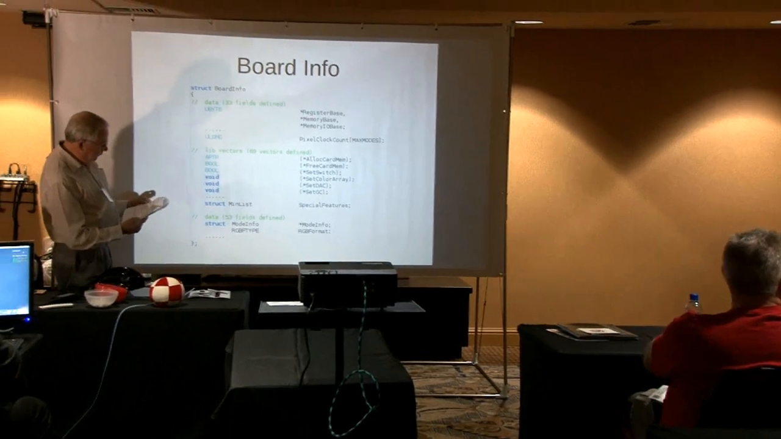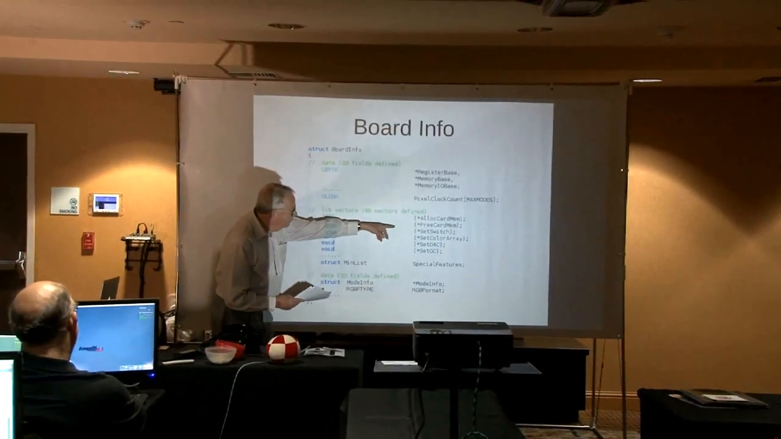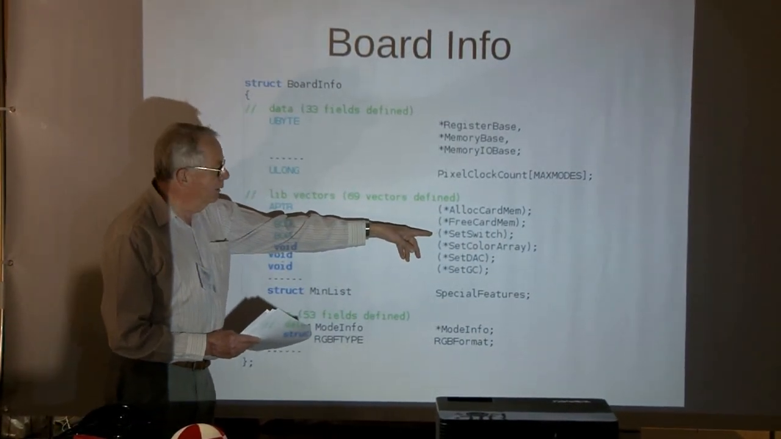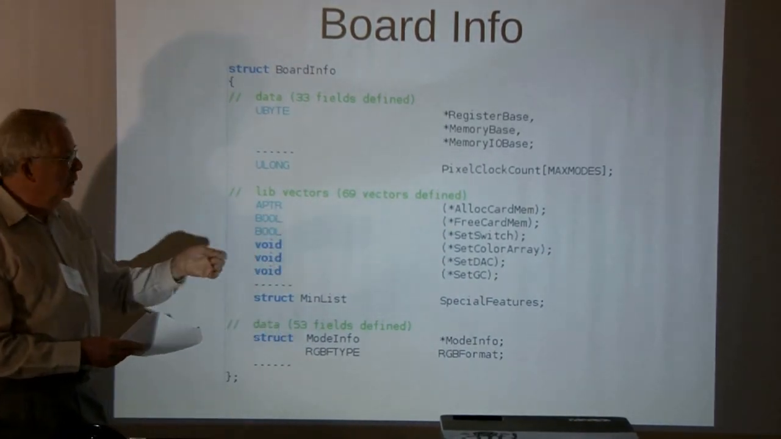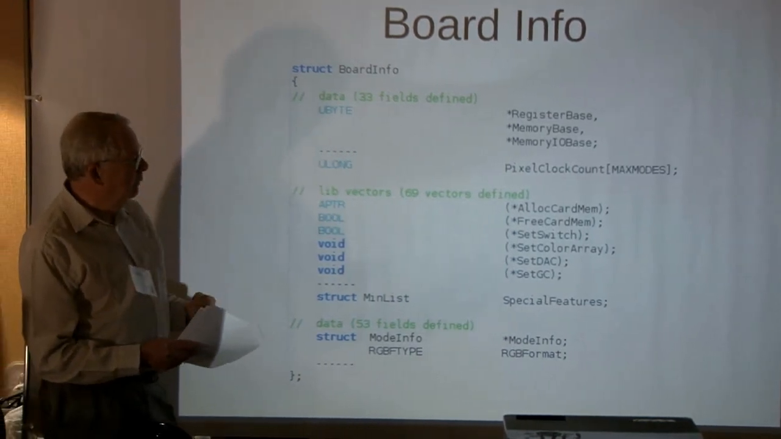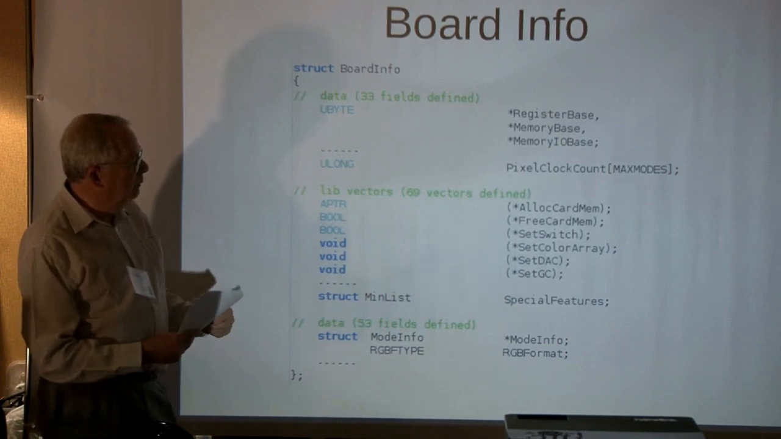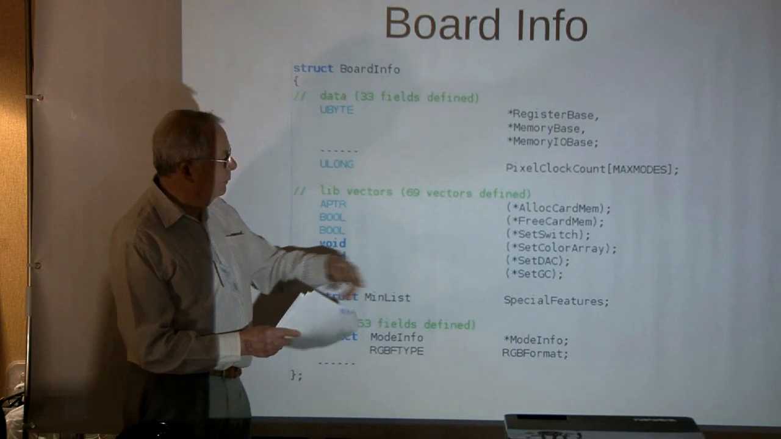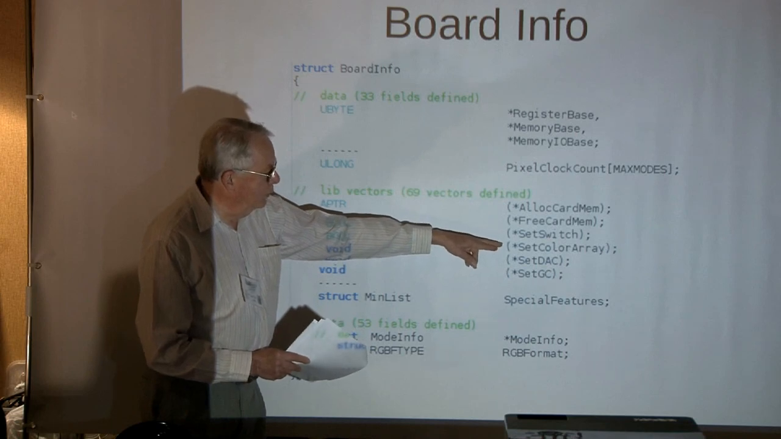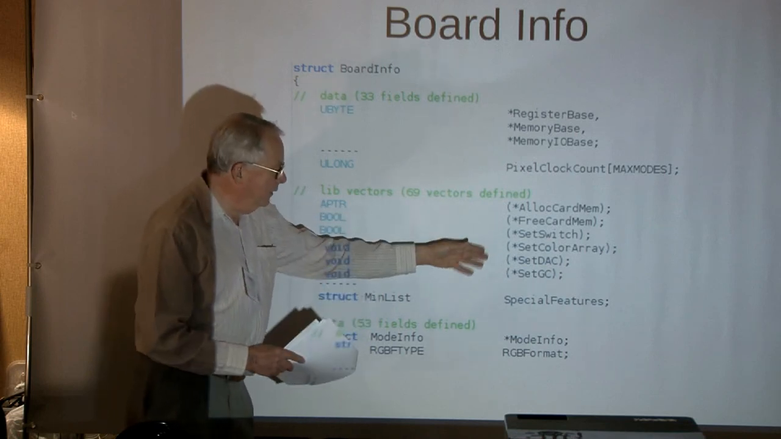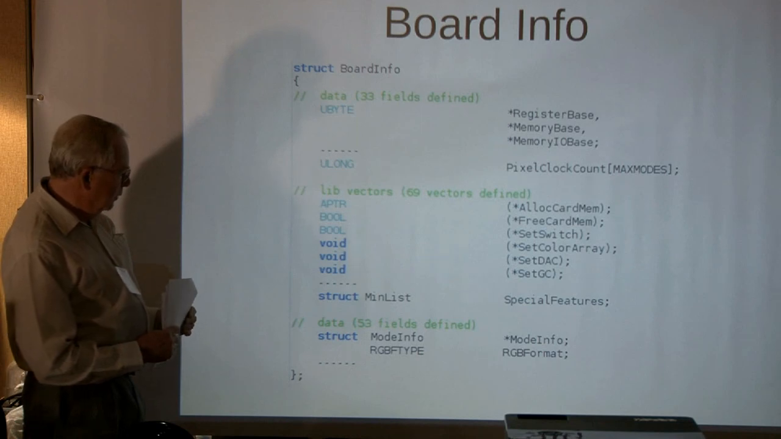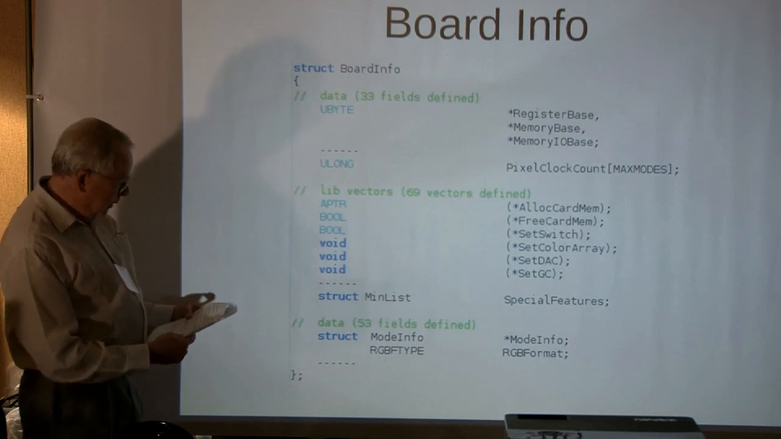Okay, here are a few of the vector functions. Allocate memory, free memory, and so on. Set switch is a throwback to the days when you could turn your video on and off on a plug-in board: either use the built-in video from the classic, or use the video from the plug-in graphics card. Then there's setting the contents of the color lookup table, set this, set that. It just goes on and on. As I said, there are some 70-odd vector primitives there.